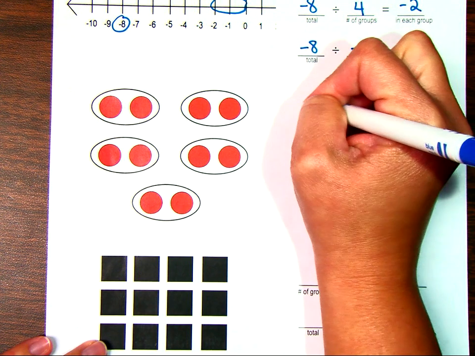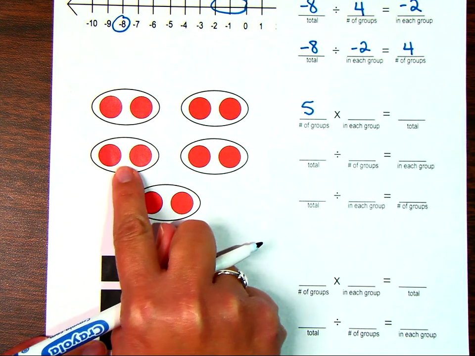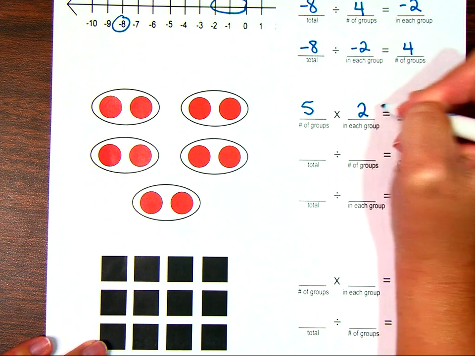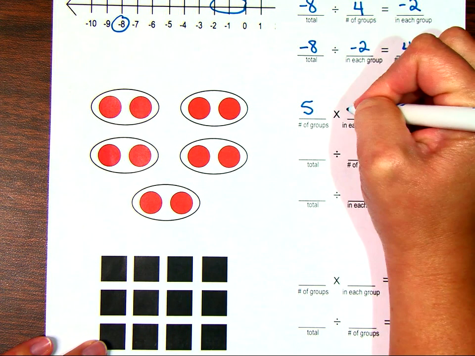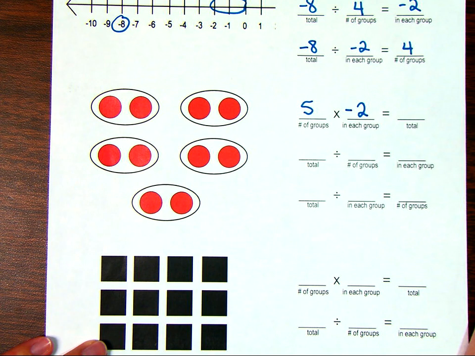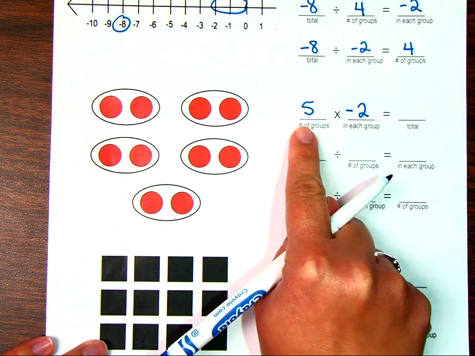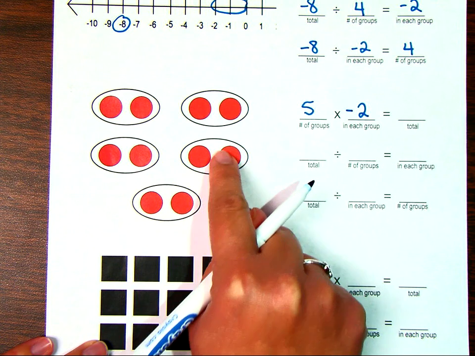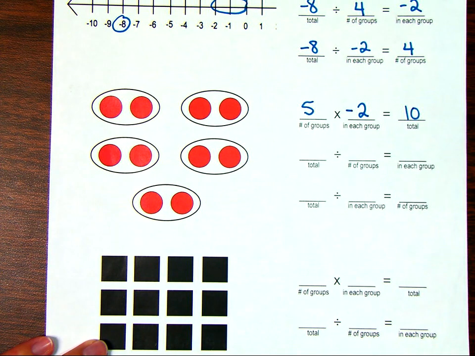There are 5 groups, and in each group there are 2, but remember our red represents 2 negatives. So the red was negative on those counters and the yellow was positive. So if I have 5 groups and in every group there's 2 negatives, 2, 4, 6, 8, 10, but not just 10, it was 10 negatives.